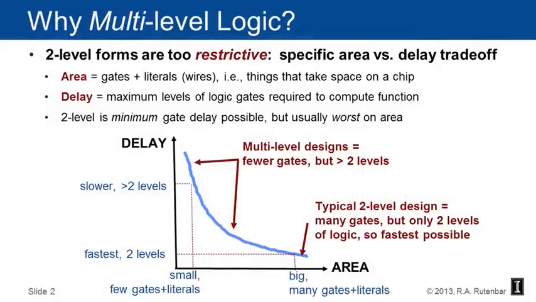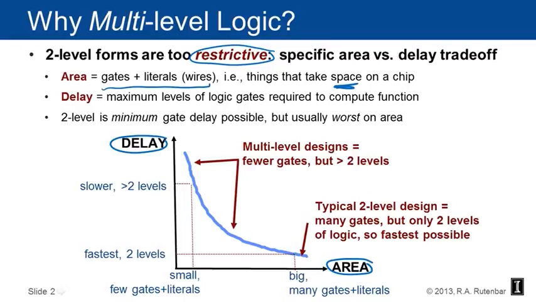So first, a little bit of context. Why are we interested in two-level? Why are we interested in multi-level logic? Well, the honest answer is that two-level forms are just too restrictive. They represent a very particular area versus delay trade-off. So I've got this graph shown below. It's got a horizontal axis labeled area and a vertical axis labeled delay. You can think of area as basically like gates and wires. These are things that take up space on the surface of the chip. And so the horizontal axis goes from small to big.